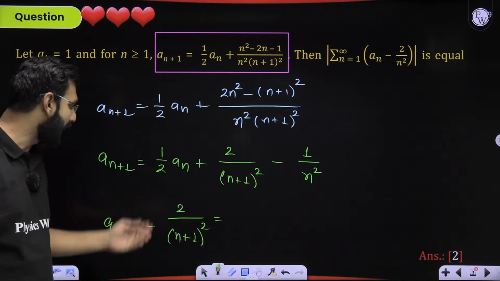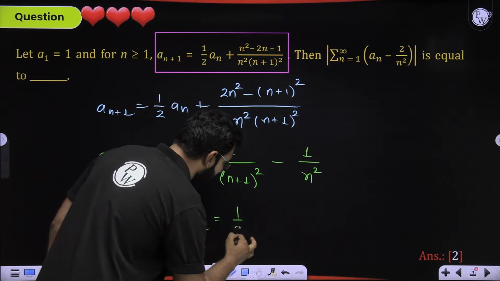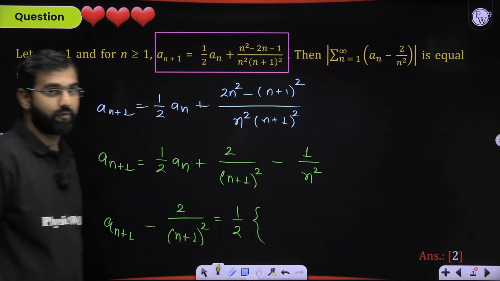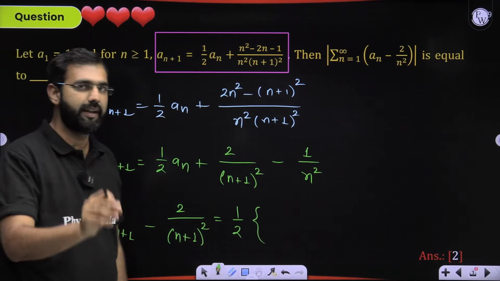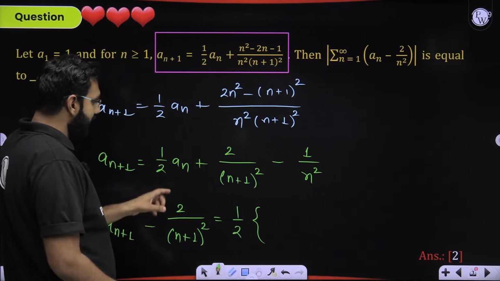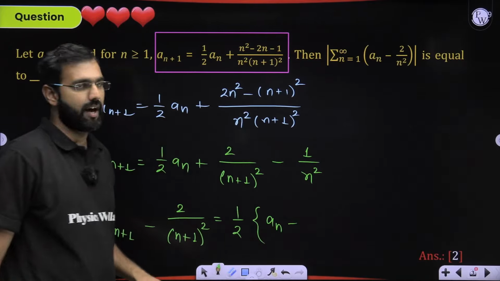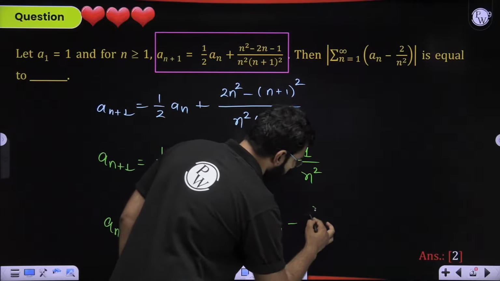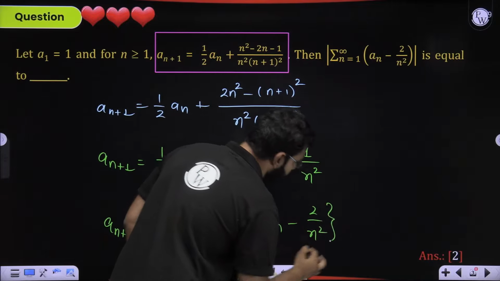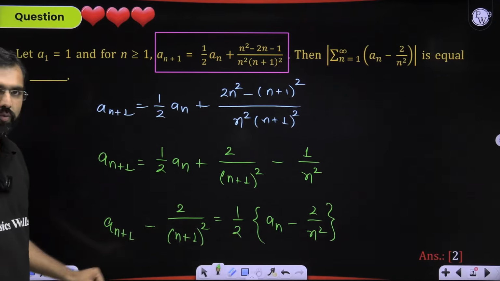So if I take half common, for a while, what am I now left with? Pay attention to this part. The question will be done with the next step. Here, if I take half common, I'll be left with an. And here, when I have taken half common, I'll be having 2 by n square. Correct me if I'm wrong. I hope you all have understood this particular part.